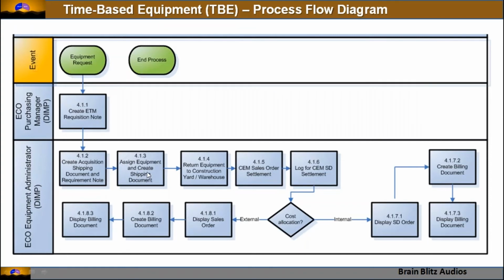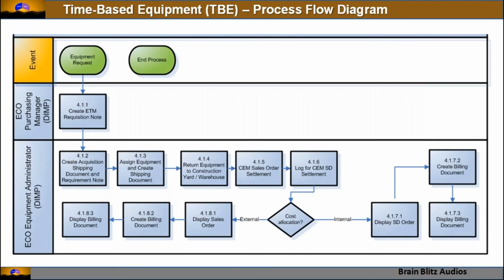This shipping document is required when you are sending the equipment from your yard or stock, whatever you call it, to the construction site, from the warehouse you can say. Then the equipment is returned from the construction site. So here there are two things: one is you take your equipment and ship it to the site, and then you return the equipment from the site back to your warehouse.